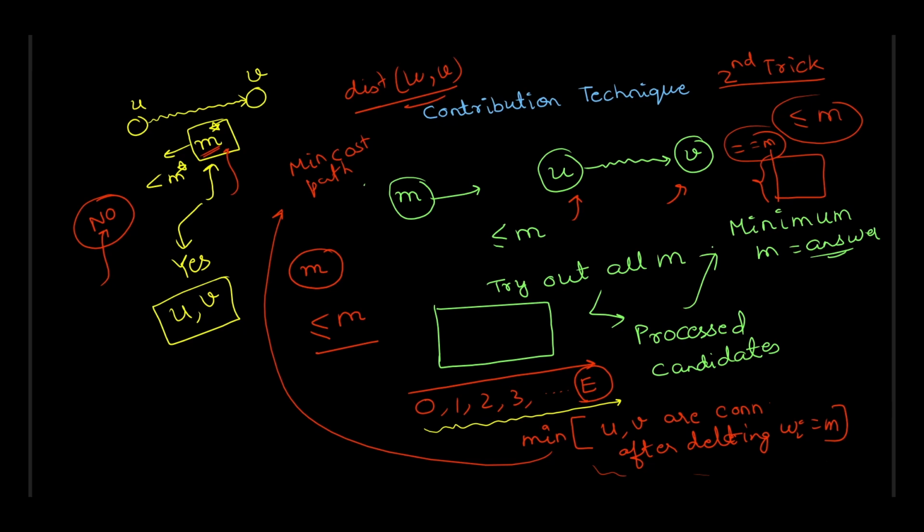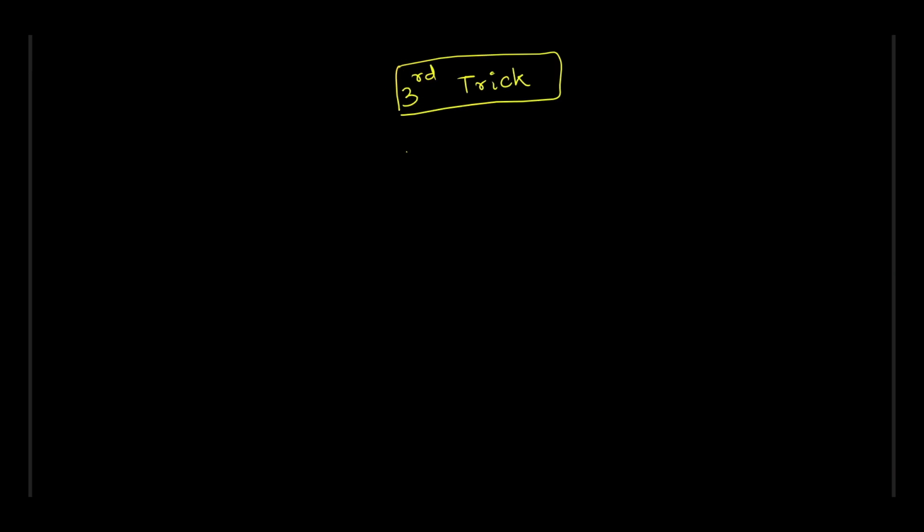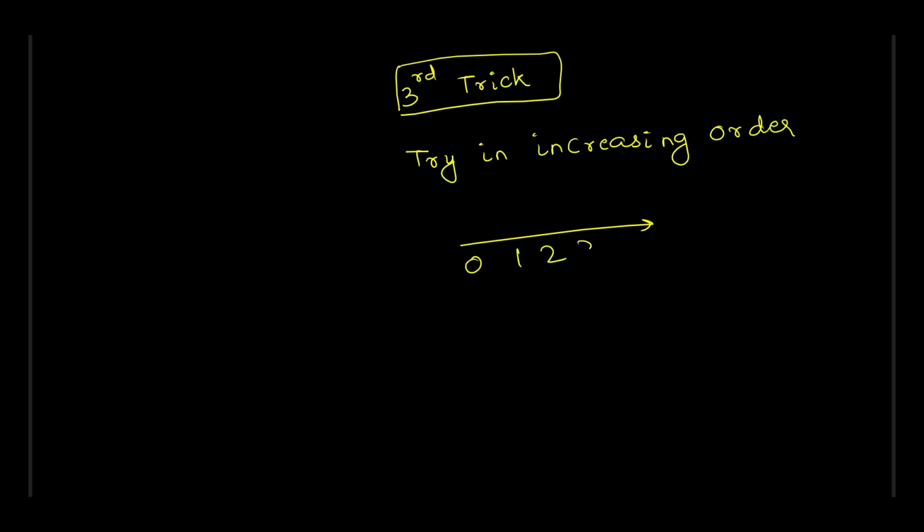Now I will talk about the third trick, which is: do you really need to try everything? Because eventually you are going to take the minima. So why not try it in increasing order? If you try to delete all the edges with weight 0, 1, 2, 3, 4, 5, etc., then the first time u and v get connected, that is your answer, is my claim.